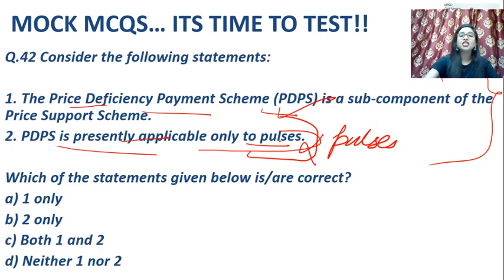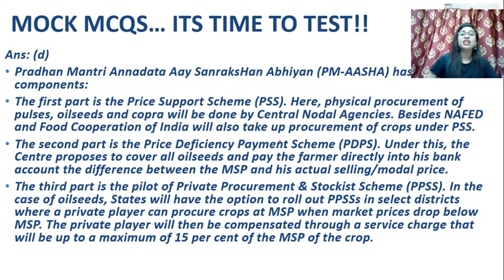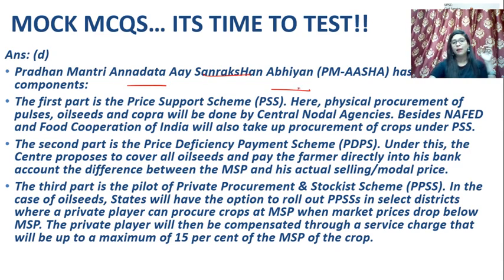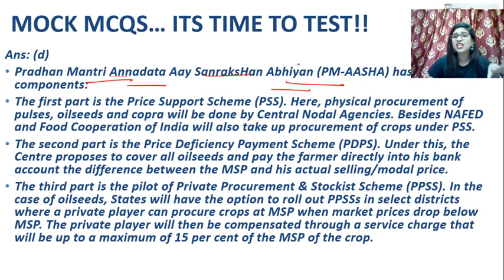So, thus, if you see this particular price deficiency payment system, it comes under which scheme, guys? It comes under your Pradhan Mantri Annadata Aay Sanrakshan Abhiyan, okay? And thus, this particular PM Asha scheme has 3 components. I think in the previous current affairs class I asked you a question based on PM Asha scheme, right? In that, I explained in detail regarding your price support scheme. Anyways, once again, we'll quickly revise, guys. So, under your PM Asha scheme, only your price support scheme comes in, okay? The first part of your PM Asha scheme is the price support scheme.